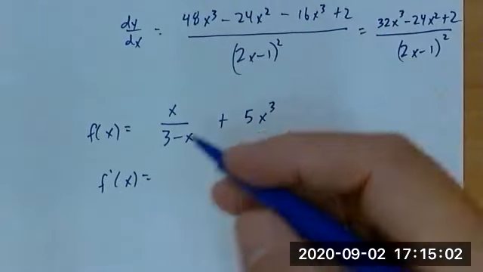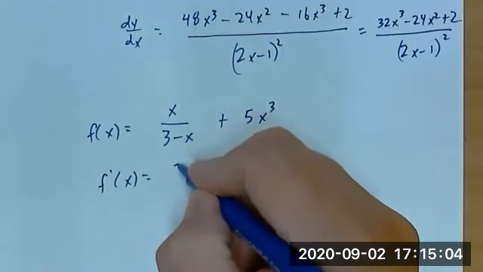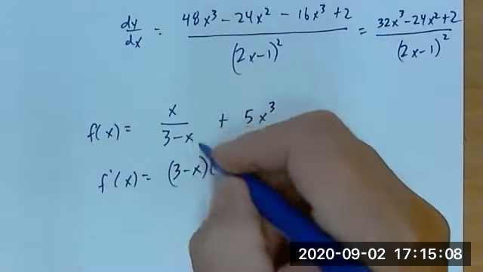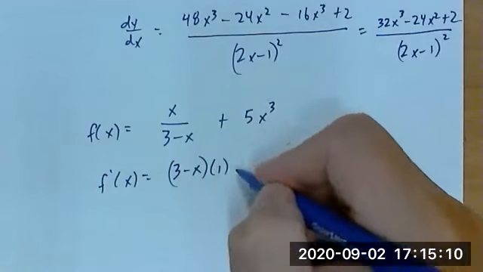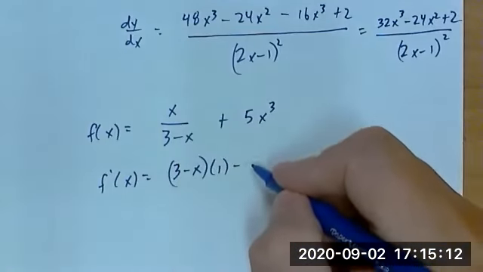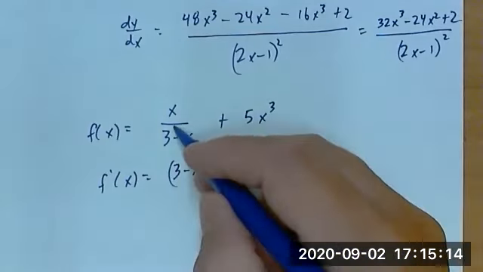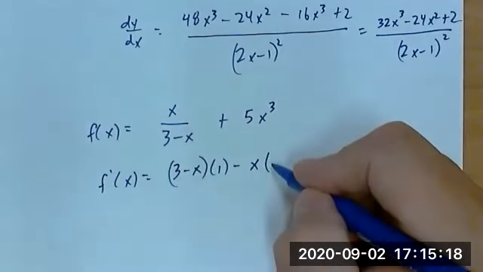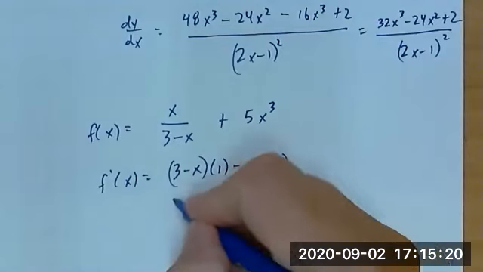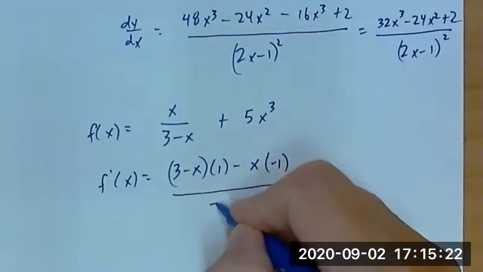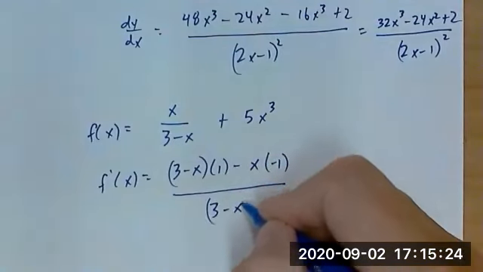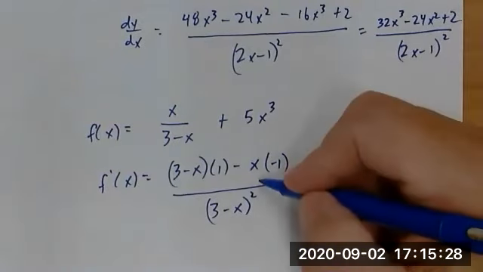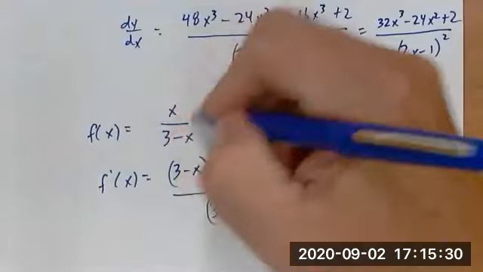All right, let's do that. So low d high, derivative of x is just 1, minus high d low, derivative of 3 minus x is just minus 1, all over the low squared. So that right there is the derivative of the first term.